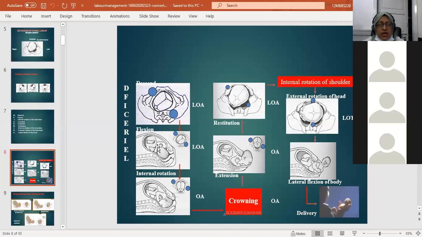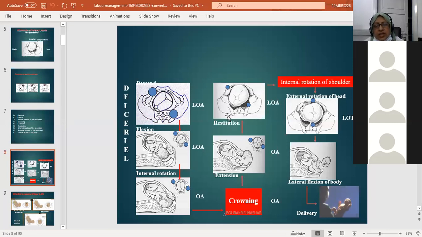The arms are around the chest, the knees are flexed, the hips are flexed, the head is flexed over the chin. So after the descent, there is a flexion. And then after the flexion, this is a transverse. Now look at this. This is the Occipitofrontal diameter. Now this is a transverse diameter. In the transverse diameter, this is the Occipitofrontal diameter.